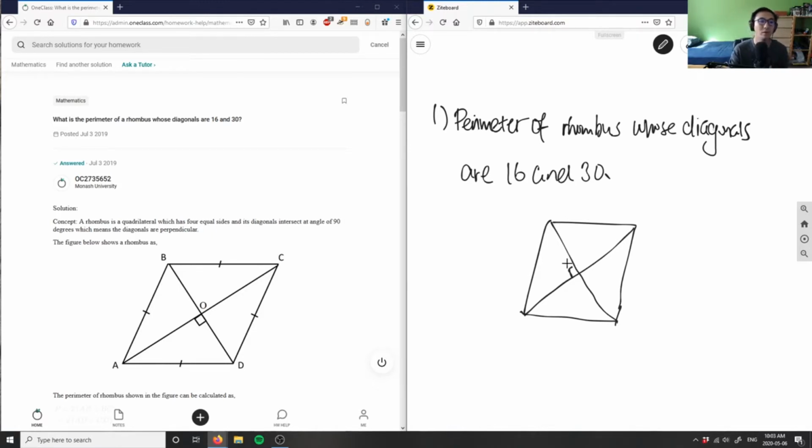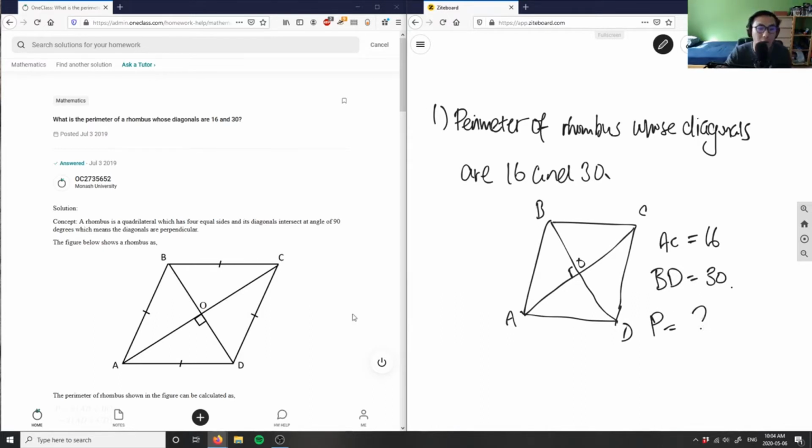We know that the diagonals, they wrote A, B, C, and D, and this here is O. So diagonal A to C would equal 16, and from B to D would equal 30. So it's asking us, what is the perimeter of the shape here?